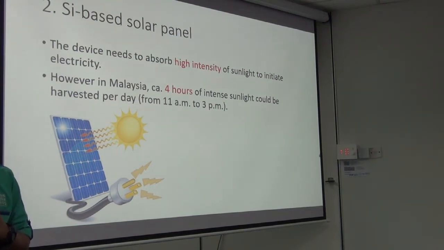What happened to from 7 to 10? The energy is wasted. It cannot be used to excite any electron in the silicon-based. Same goes for from 4 PM to 7 PM. We cannot harvest that energy. It is wasted, cannot be converted to electrical energy.